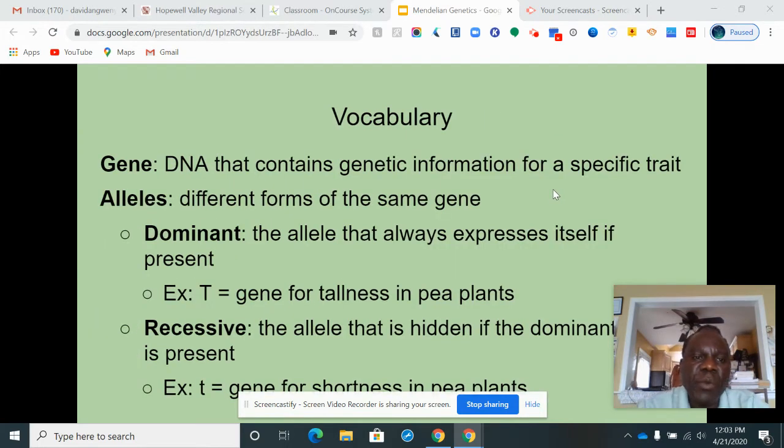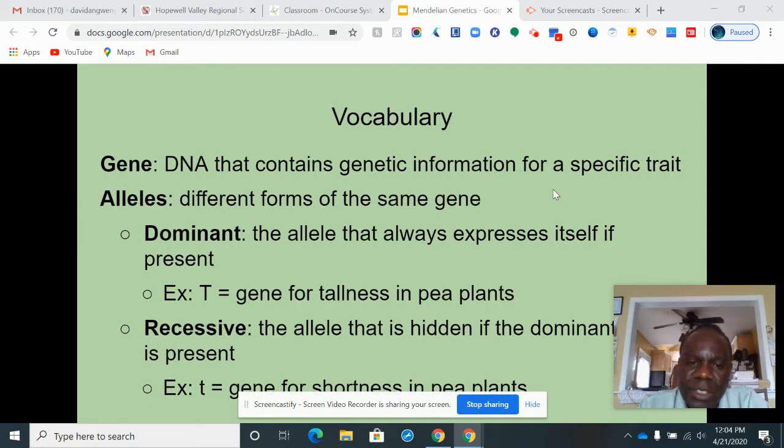So let's start by looking at very basic vocabulary. I'm going to start with the term gene, which basically means DNA that contains genetic information for a specific trait. There are different forms of the same gene, and we call them alleles. For example, the gene for eye color will have multiple alleles. Could be an allele for brown eyes, or an allele for blue eyes. Those are all alternate forms of the same gene. In this case, eye color.